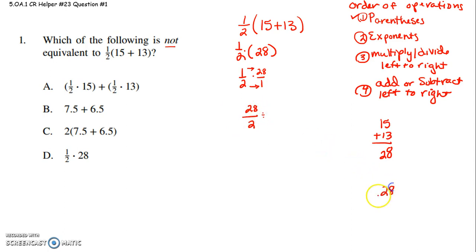So if you need support with 28 divided by 2, you can long divide. 2 goes into 2 once. 1 times 2 is 2. Subtract off, that's a 0. Drag down that 8. 2 goes into 8 4 times. 2 times 4 is 8. Subtract off, that zeroes out. So therefore, we know our original expression is equal to 14.